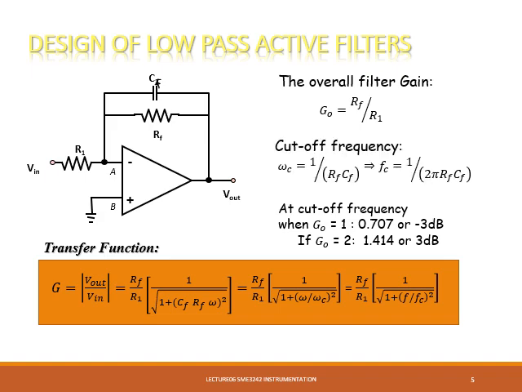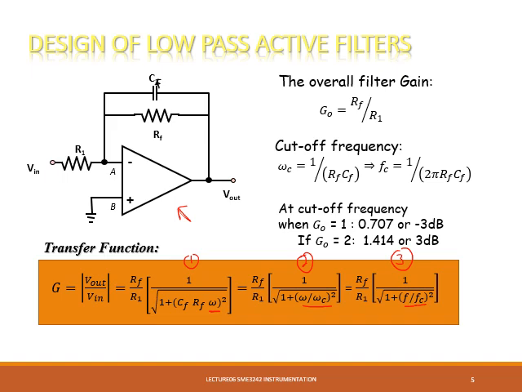As a summary, this is the circuit for active low pass filter. Please make sure you know how to draw this circuit. As for transfer function, there are three equations that can be used. The first equation is the gain equation at any frequency. The second equation is in the form of frequency ratio omega per omega c. And the third equation is in terms of frequency ratio f per fc.